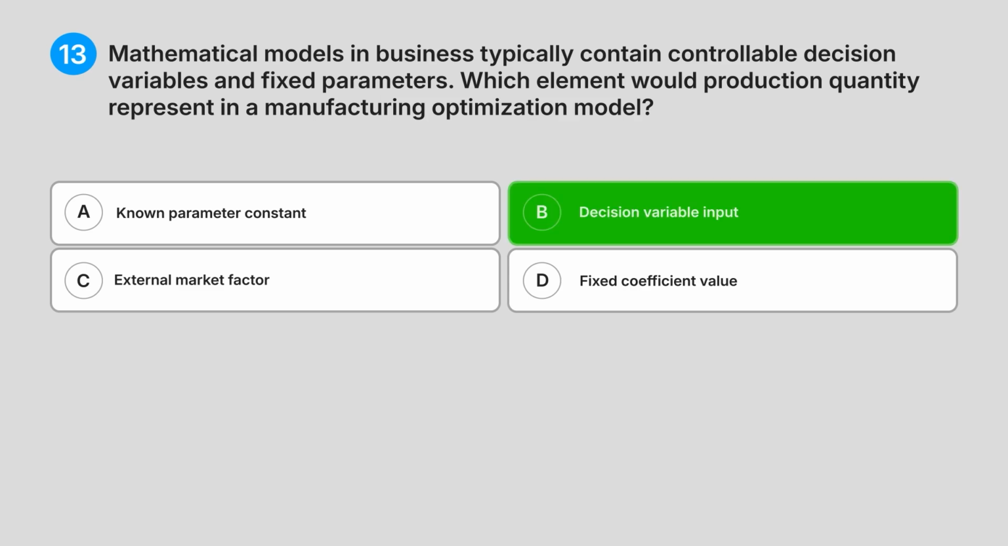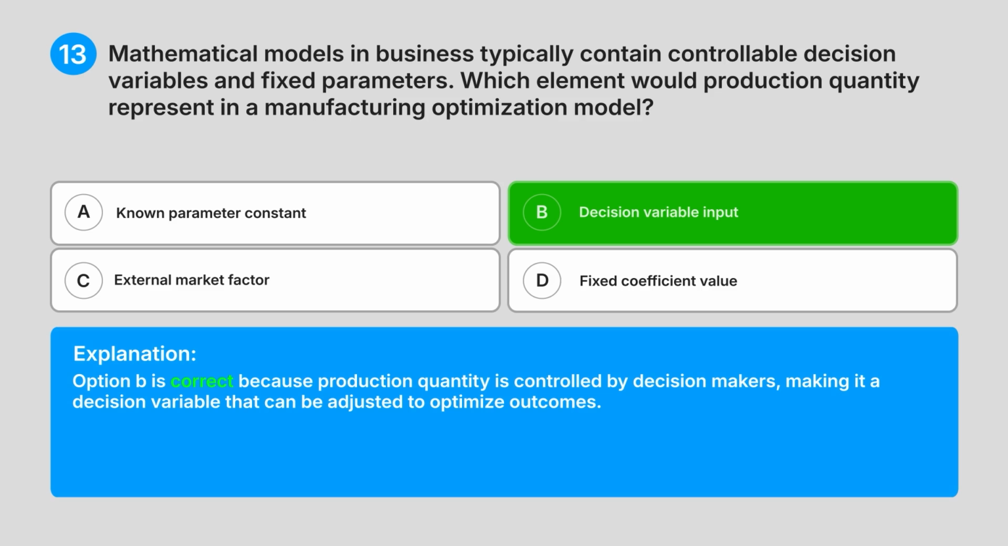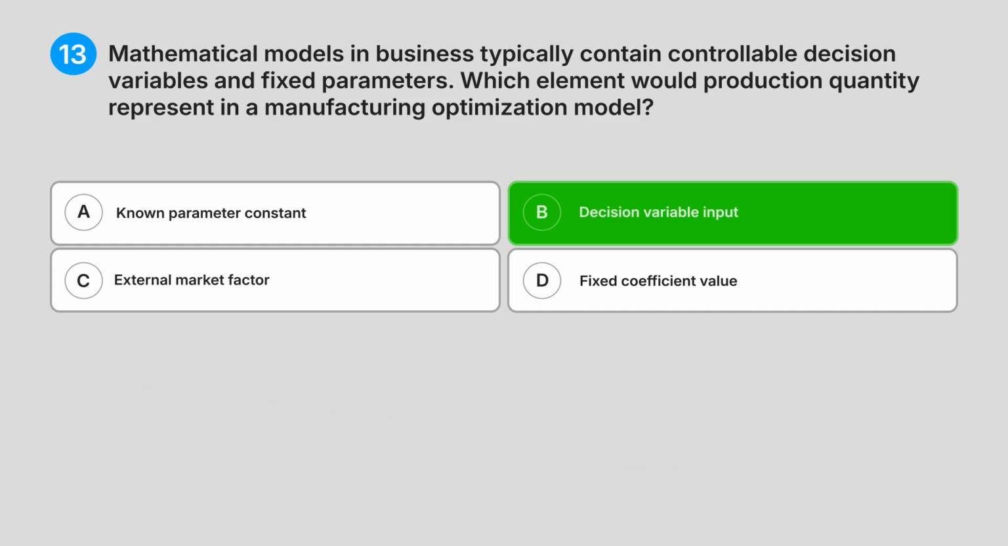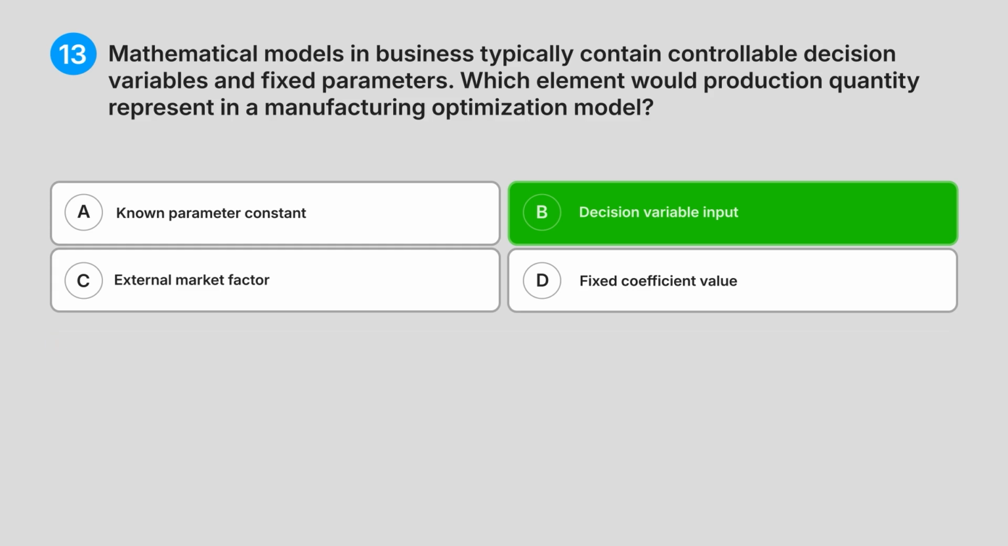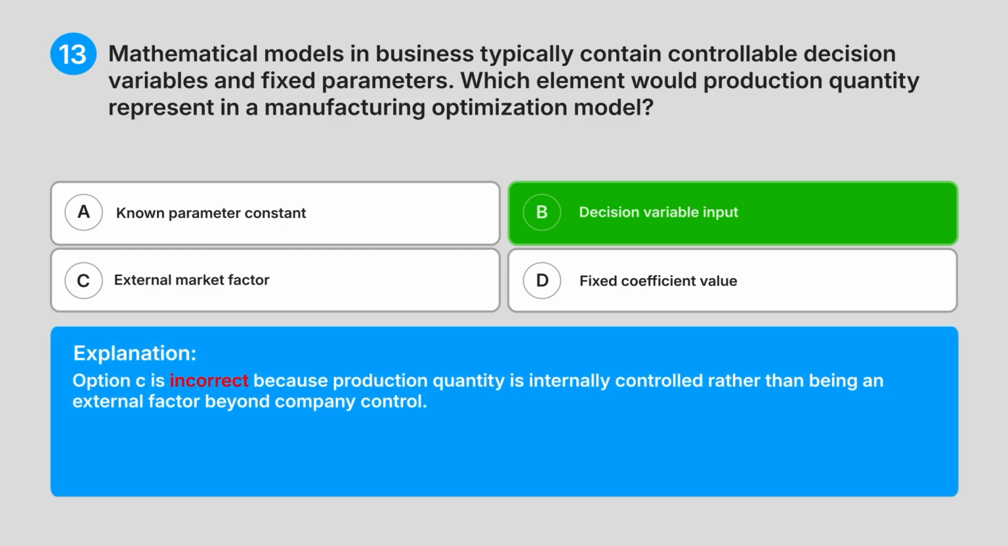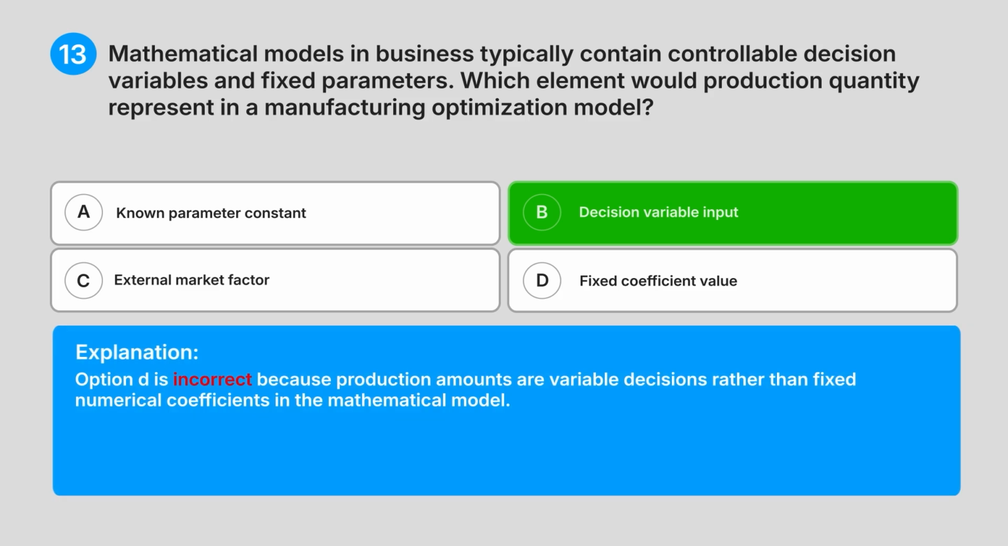Correct answer. B. Decision variable input. Explanation. Option B is correct because production quantity is controlled by decision makers, making it a decision variable that can be adjusted to optimize outcomes. Option A is incorrect because production quantity is determined by management decisions rather than being a predetermined known constant value. Option C is incorrect because production quantity is internally controlled rather than being an external factor beyond company control. Option D is incorrect because production amounts are variable decisions rather than fixed numerical coefficients in the mathematical model.